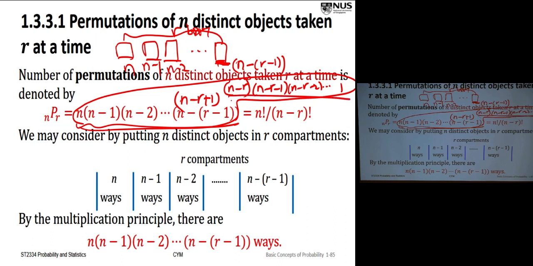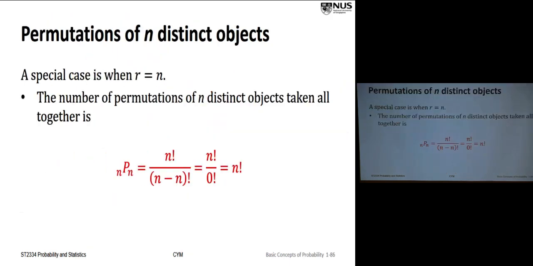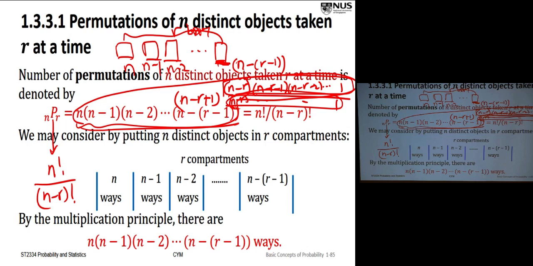So now I have to divide by N minus R up to 1. So what do I call this part? N minus R, N minus R minus 1, and so on. This is N minus R factorial. So this is written as N factorial divided by N minus R factorial. It simply means N times N minus 1 up to N minus R plus 1. That is the number of ways to arrange R distinct objects out of N objects.